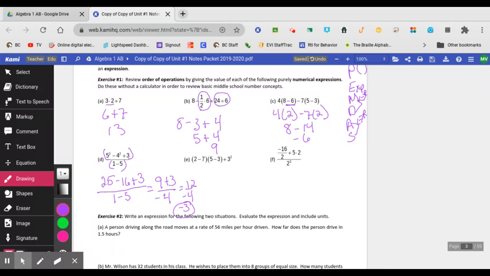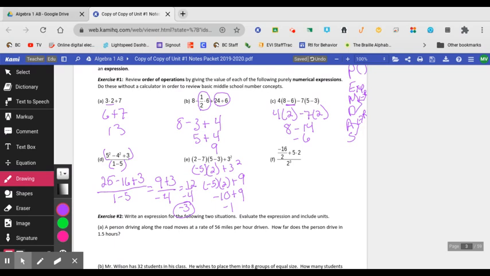Letter E, we have parentheses here, so I do those first. 2 minus 7 is negative 5. And that's times 5 minus 3, which is 2, plus 3 squared. Negative 5, actually exponents should come next, so this is negative 5 times 2, plus 3 squared means 3 times 3, which is 9. So that's negative 10 plus 9, which is negative 1.